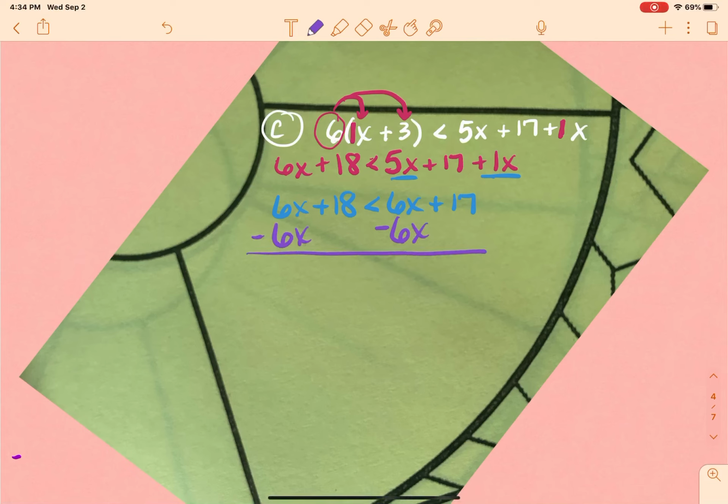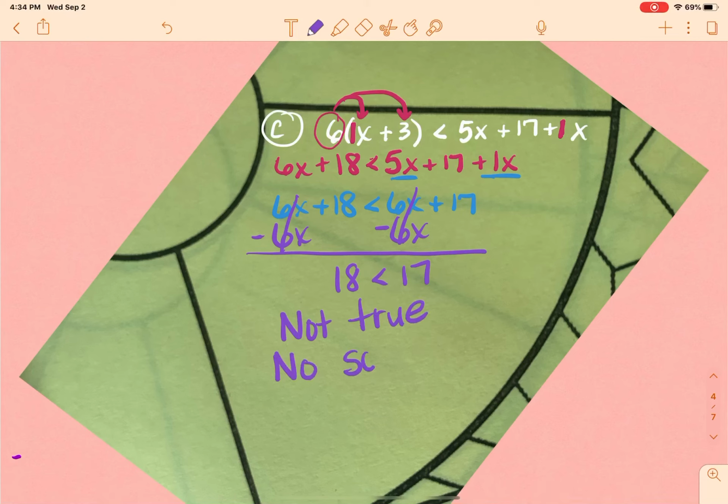But I want you to notice what happens. The 6x cancels on both sides. There's no x's left. So you're left with 18 is less than 17. Now, first of all, there's no way that that's a true statement. 18 is not smaller than 17. So what you have left over is not a true statement. Then that means that there's no solution.